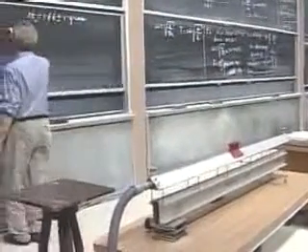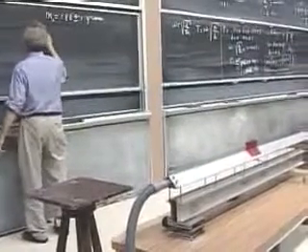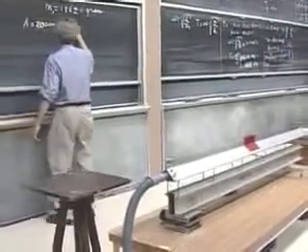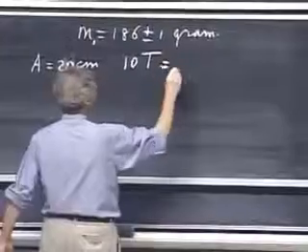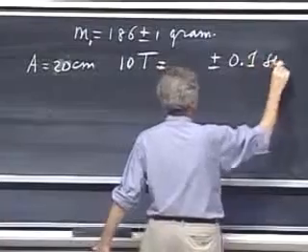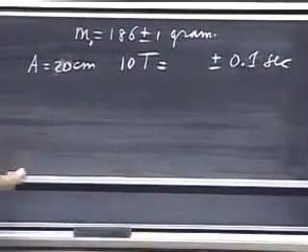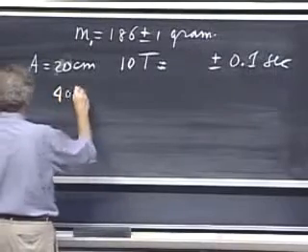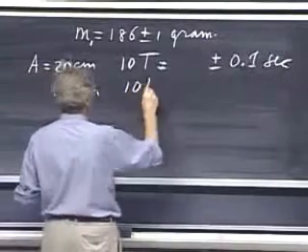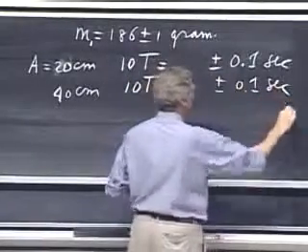So I'm going to do it at an amplitude of, let's make it, 20 centimeters. So I get 10T, I get a certain number, and I get an error, which is my reaction error, which is about a tenth of a second. That's about the reaction error that we all have, roughly. Then I will do it at 40 centimeters. We get a 10T, and we get, again, plus or minus 0.1 seconds.